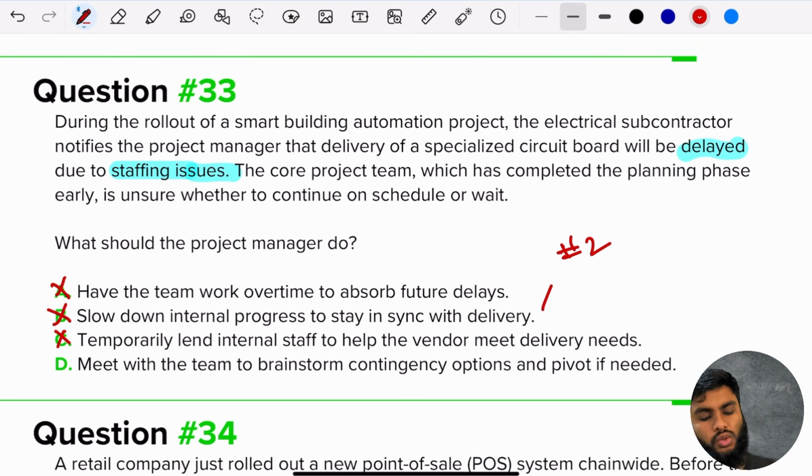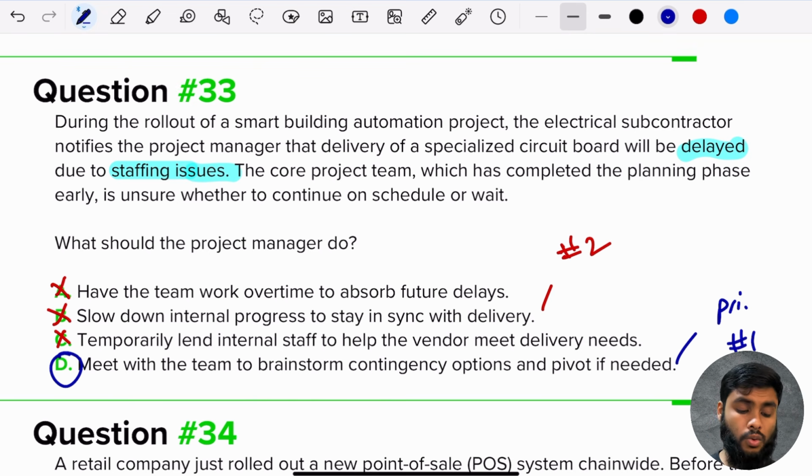Meet with the team to brainstorm contingency options and pivot if needed. Yes, principle number 1. Let's go. Principle number 1. Take that step back. Let's see what our options are, right? Best course of action.